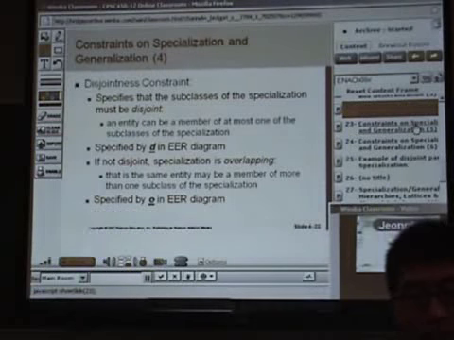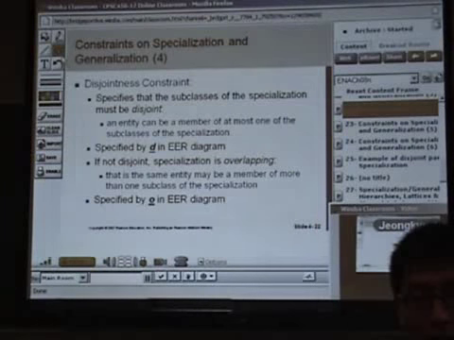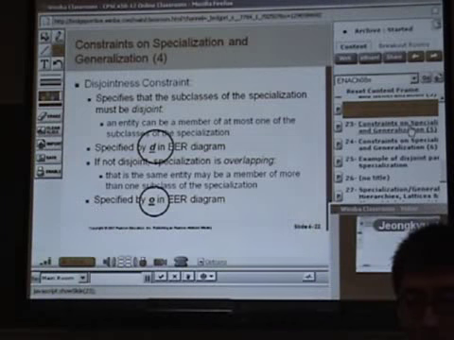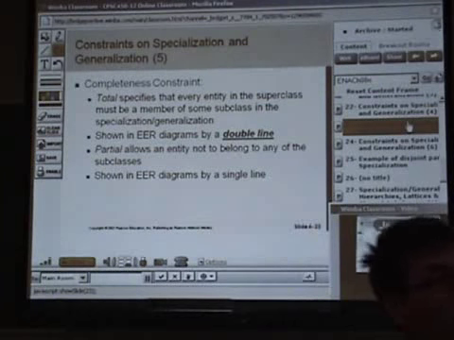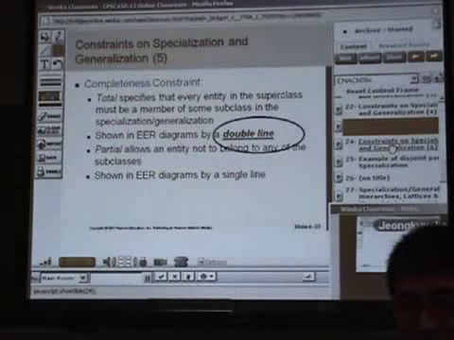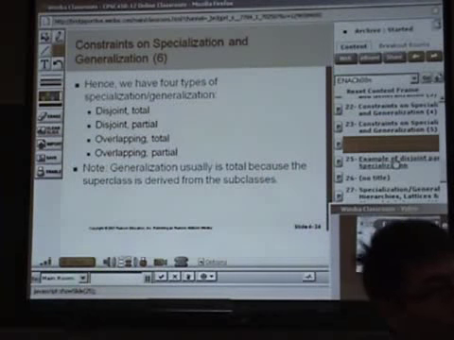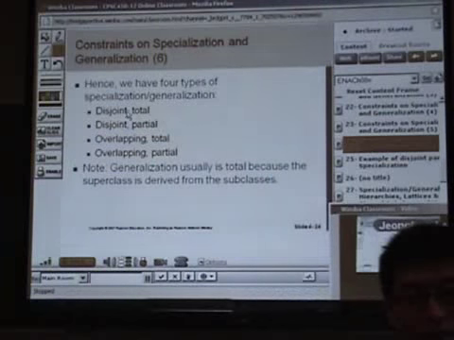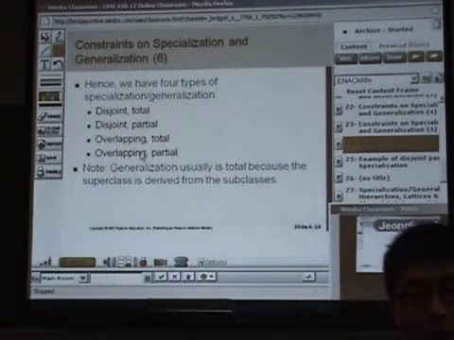Anyway, this is the notation for disjoint or overlap. As you can see, this is the disjoint and this is the overlap. And the completeness, full or partial, can be represented by the double line or single line. So in total, we have 4 different cases: disjoint total, disjoint partial. Total means full. Overlap total, full, overlap partial.